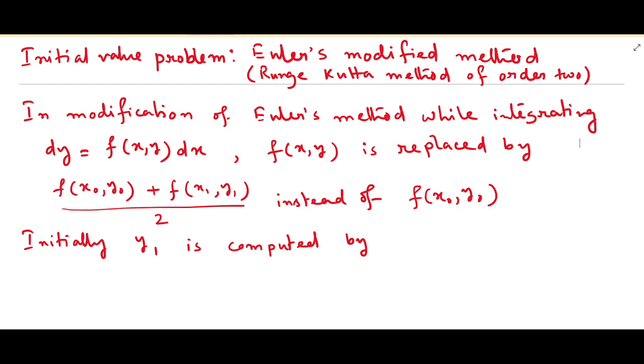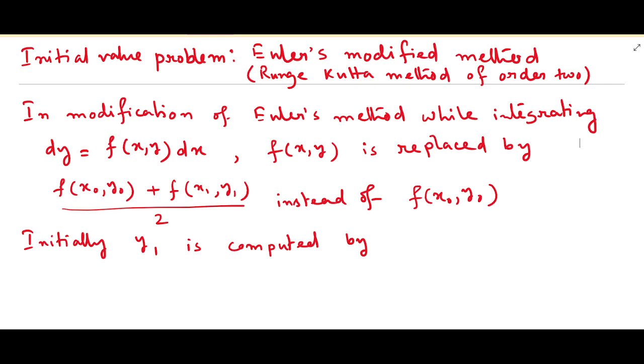Today we'll learn another method, which is called Euler's modified method, and this is also called the Runge-Kutta method of order 2. This also comes under initial value problems. For a better understanding, I suggest all of you go through Euler's method as well as Taylor's method so that you can understand Euler's modified method in a very clear way.